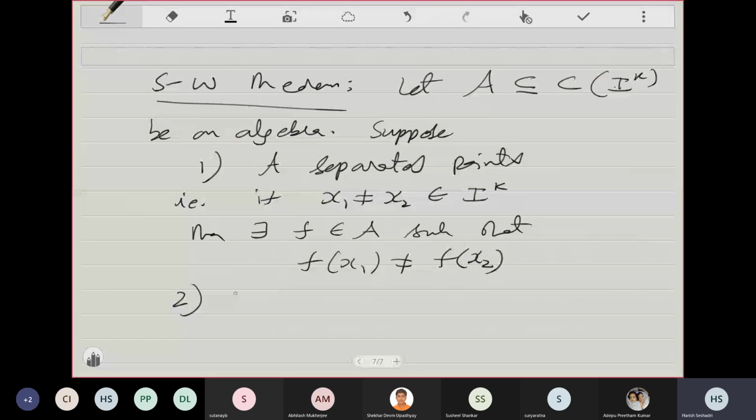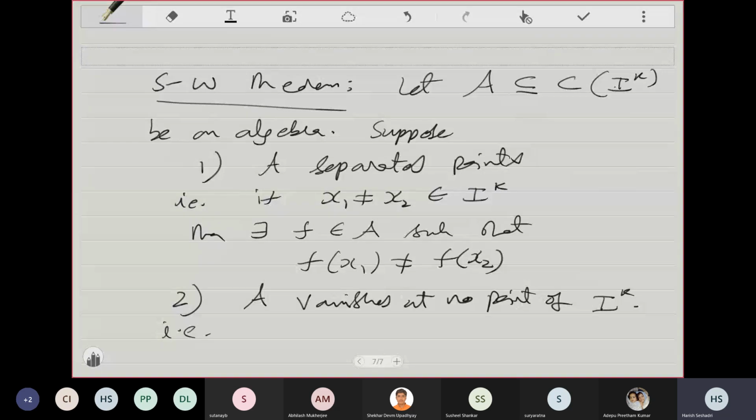The second, other thing is A vanishes at no point of the K-cell. So what does this mean? It just means that there's no point in the K-cell such that all the functions in A are 0 at that point. This condition does not follow from the first one. The two are independent conditions. So there's no point such that all of them are 0.